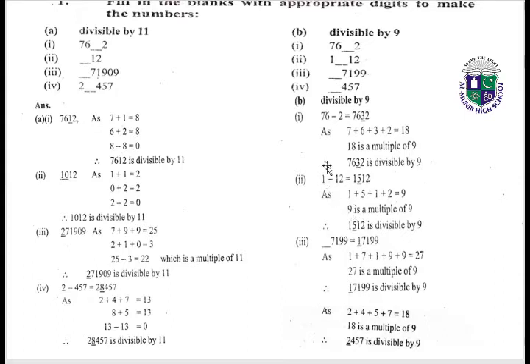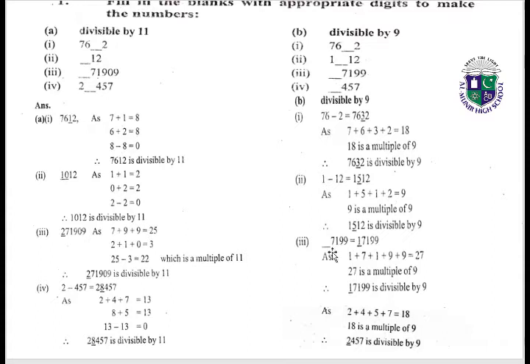Part 2. 1 missing number and 12. 1 plus 5 plus 1 plus 2 equal 9. 9 is a multiple of 9. 1512 is divisible by 9.